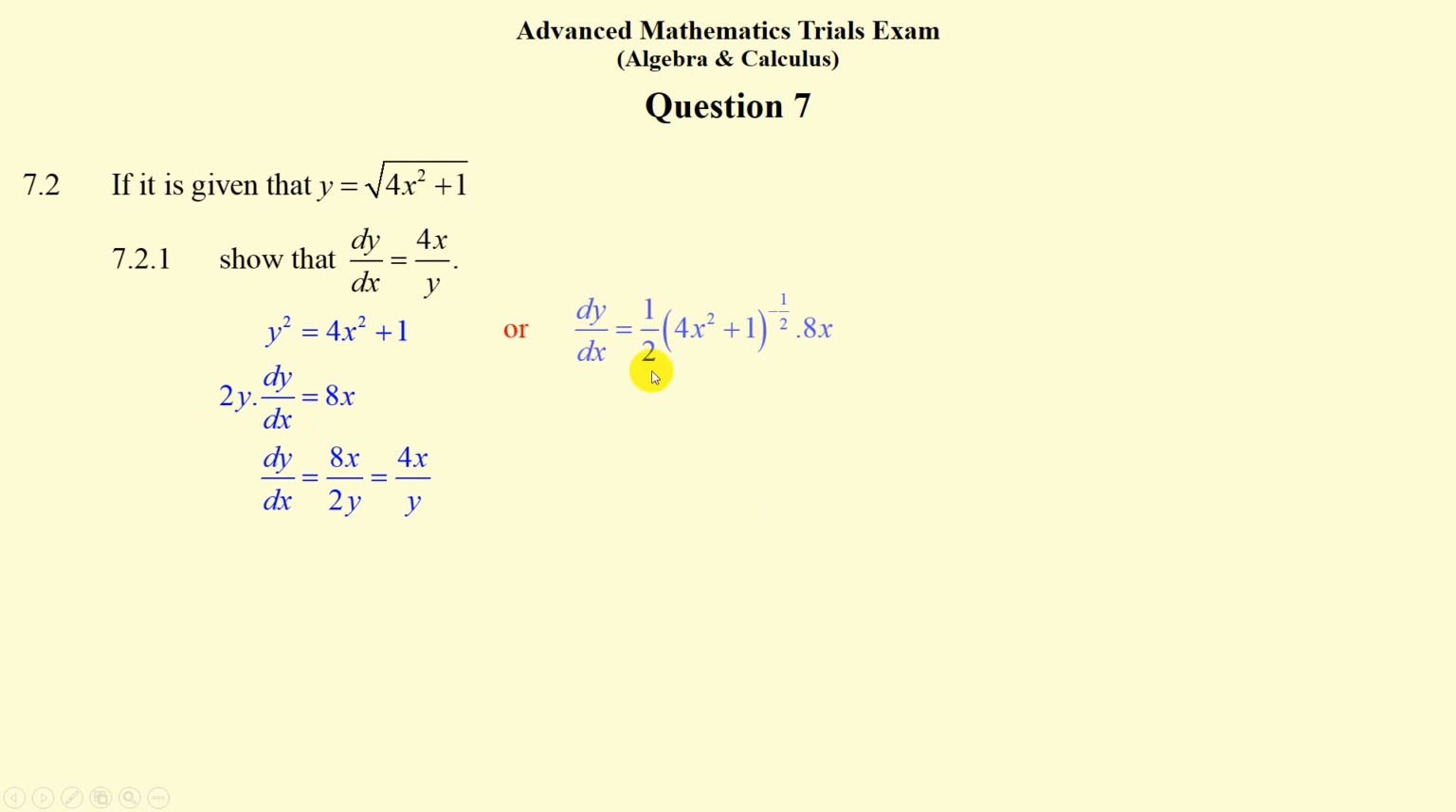So dy by dx equals half times 4x squared plus 1 to the minus half times 8x. So this is 4x squared plus 1 to the half. You multiply down half, subtract 1 off the top, so minus a half. The inside stays the same, and multiply by the derivative of the inside, 8x. That simplifies to half times 8x is 4x over the square root of 4x squared plus 1. And of course, the square root of 4x squared plus 1 is equal to y.